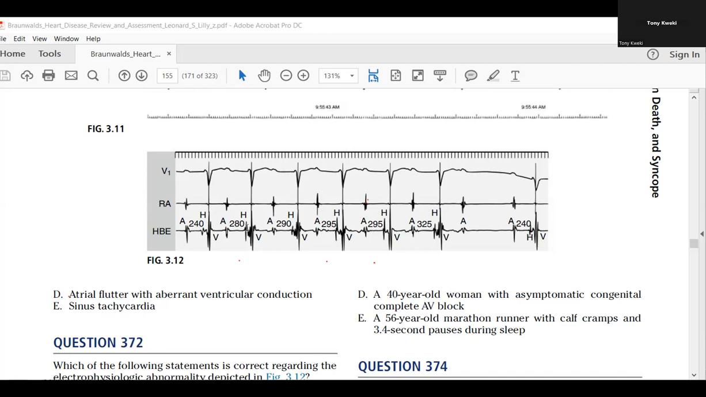Sorry about that. What I'm trying to say, there are two intervals actually. Look at the His bundle electrogram. There's the AH interval, that's between the A and the H.